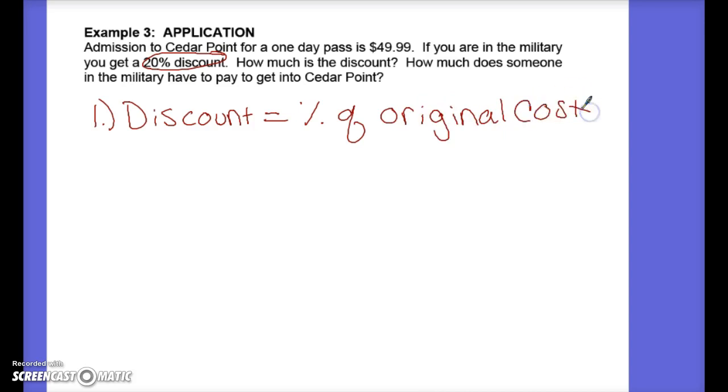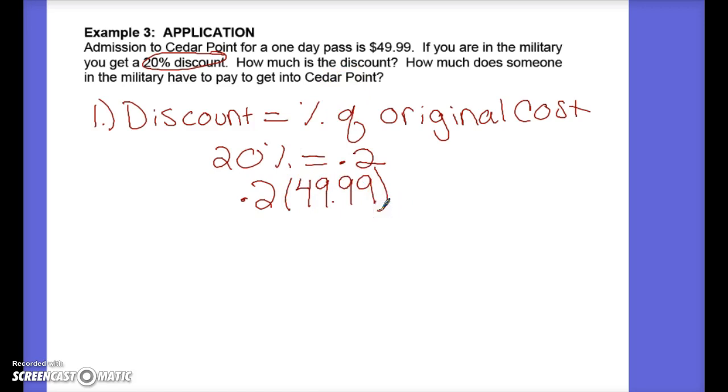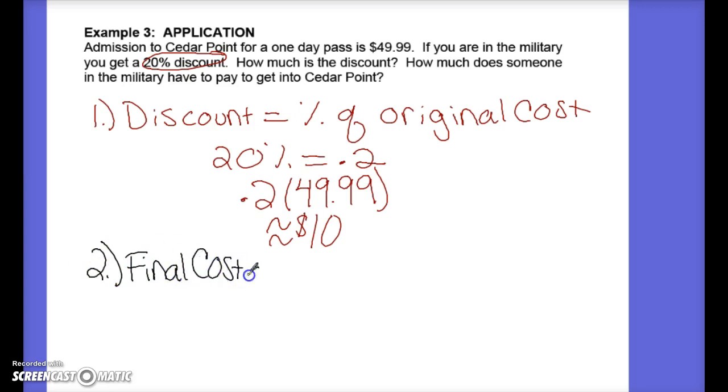Well, we know that my percent is 20%. So 20% as a decimal equals 0.2. So I put 0.2, of means times, the original cost, $49.99. So the discount that they get is approximately $10. So we answered the first part. The second part says, how much do they have to pay? So the second part is, what's their final cost? Well, they would take their original amount, $49.99, subtract their discount of $10, and they would pay $39.99.